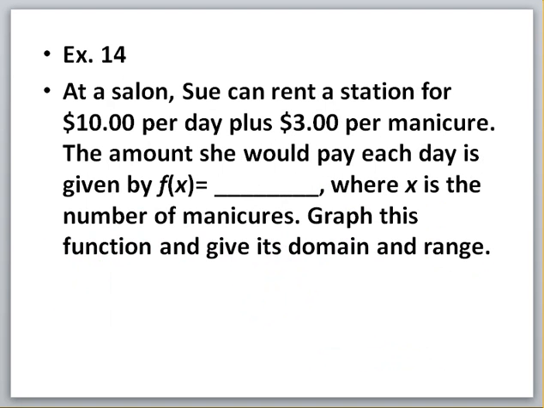My last example, it says at a salon, Sue can rent a station for $10 per day plus $3 per manicure. The amount she would pay each day is given by this function. I probably will not get this graph, so I will do that in class. The function would be f of x equals $10 per day plus $3 per manicure. Why don't you figure that out and then we'll talk about that in class.